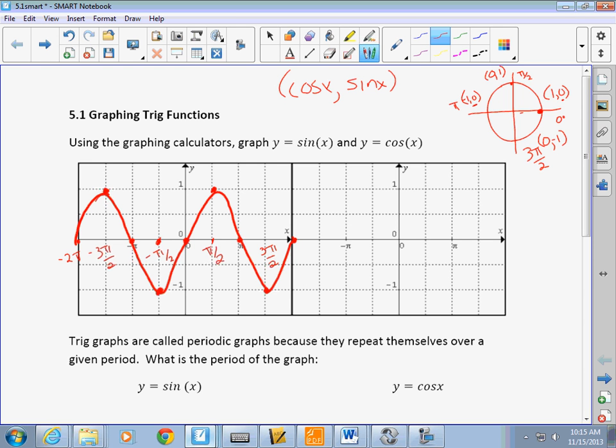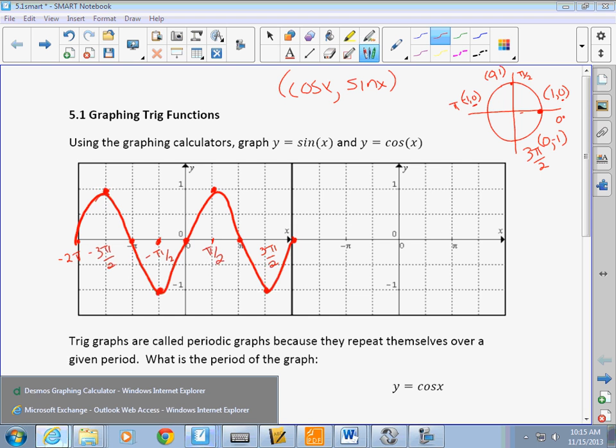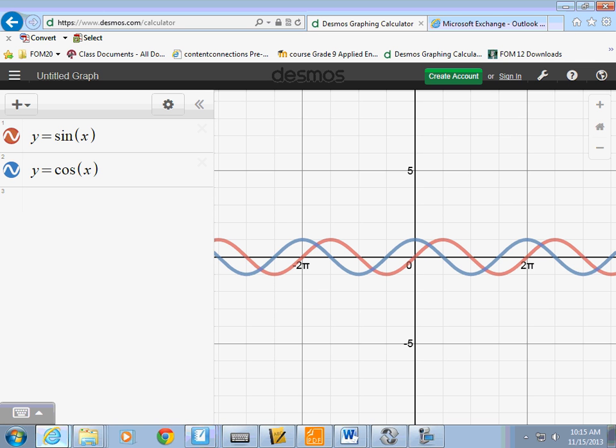Okay, so let's look at the cos graph. If you look on your calculators, the cos graph is the blue graph on here. So at 0, it's here at positive 1. At pi over 2, it's at 0. At pi, it's at negative 1. At 3 pi over 2, it's at 0. And at 2 pi, it's back to 1.